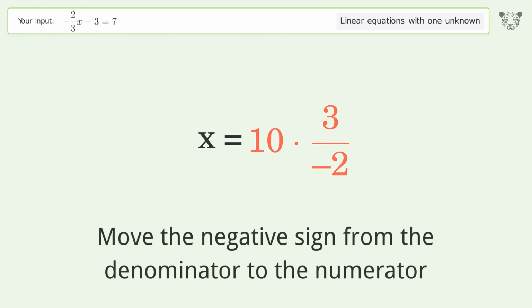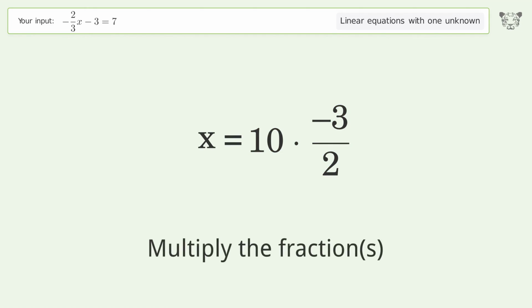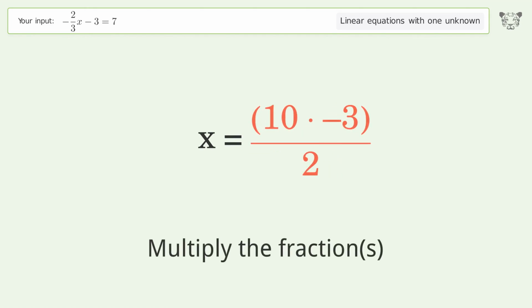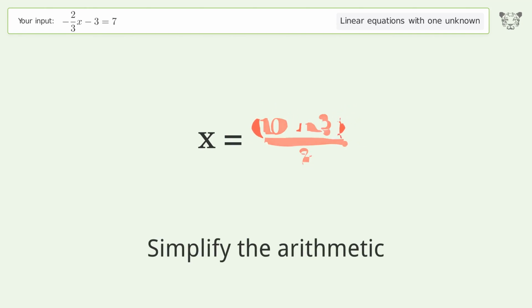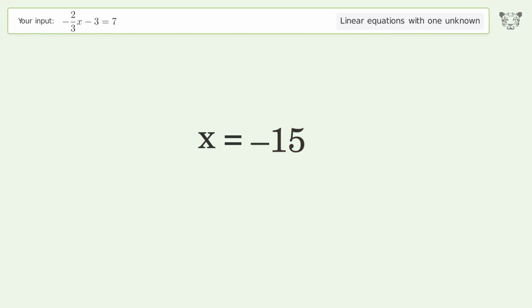Move the negative sign from the denominator to the numerator. Multiply the fractions. Simplify the arithmetic. And so the final result is x equals -15.